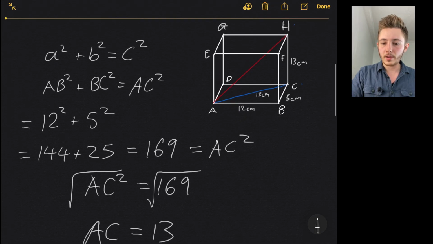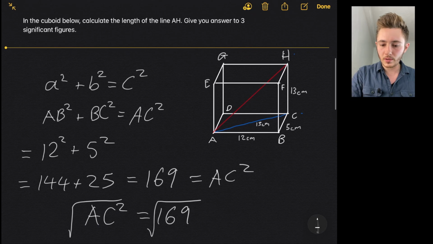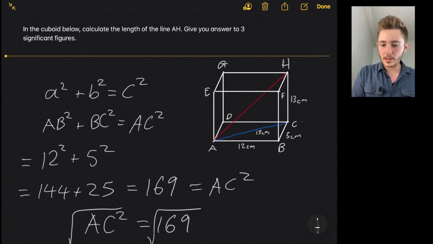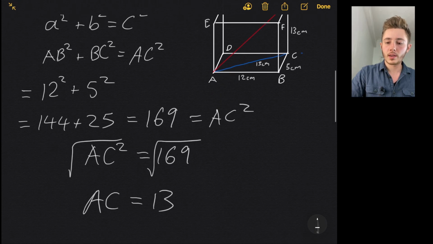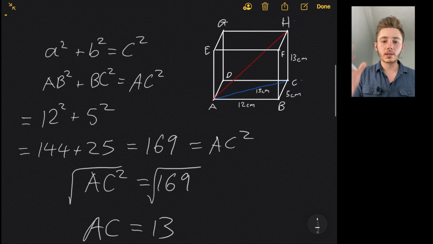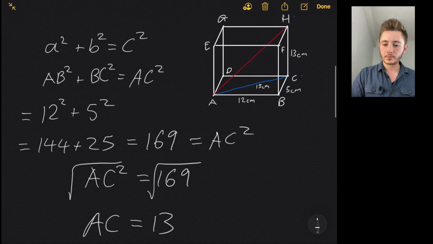Now, as I said at the start, we've got this new triangle here, ACH. The blue line and the red line make up this new triangle that's inside the cuboid. Again, I'm going to give you a few seconds, pause the video, have a go at the last step, then we'll carry on.